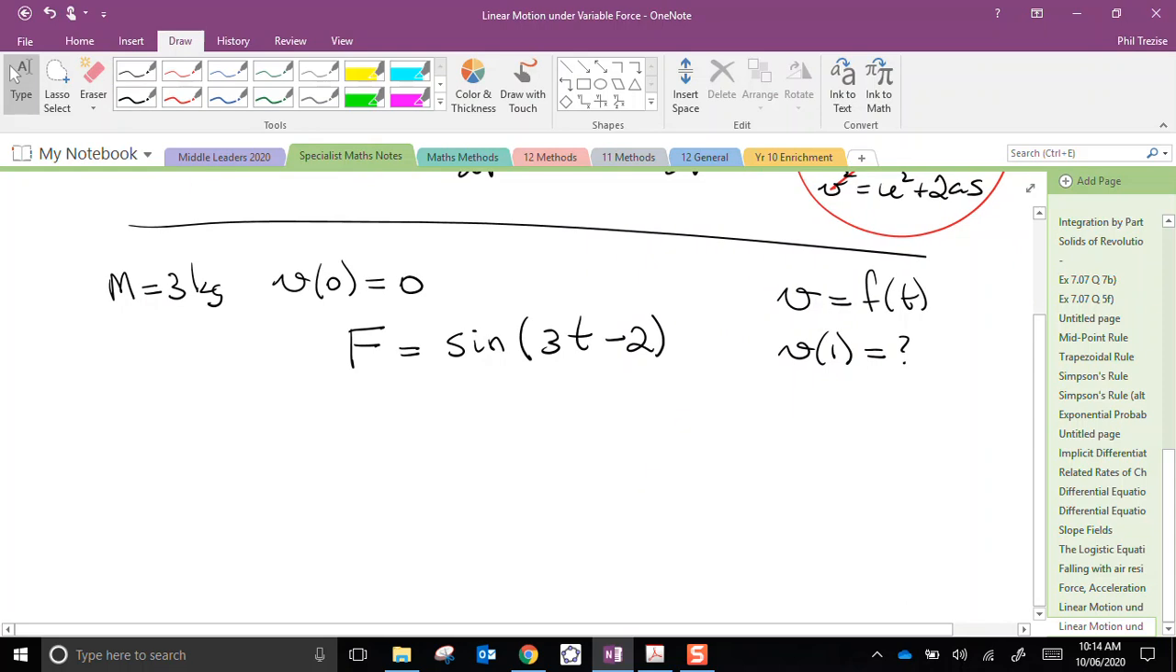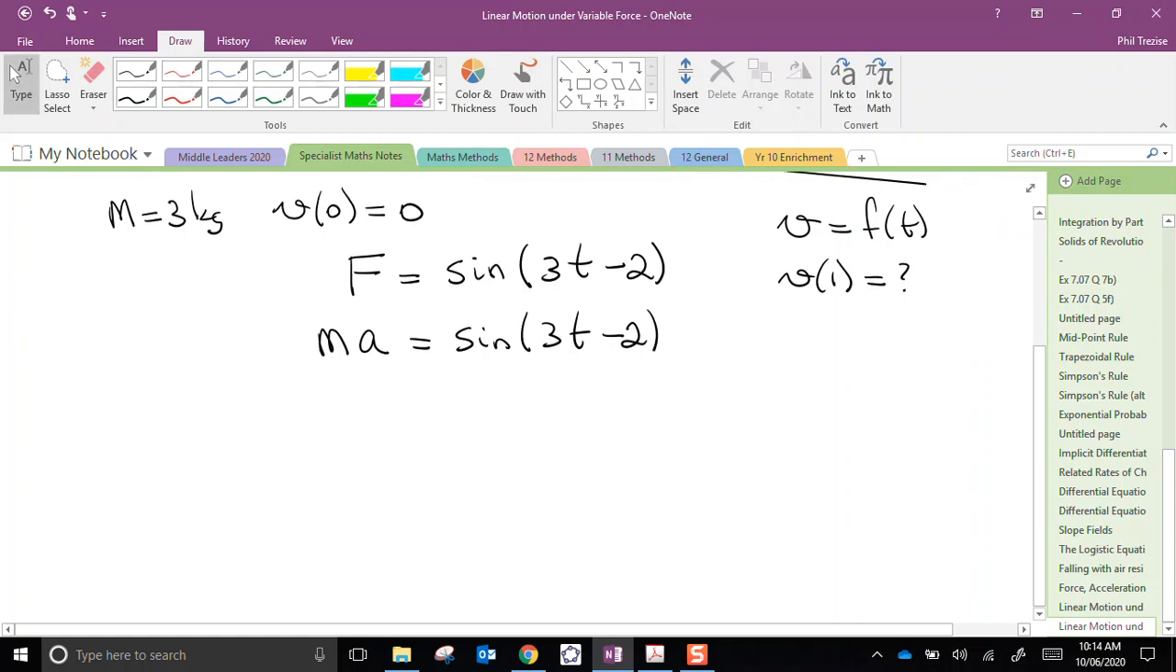Well, I think we'll use Newton's second law to start off by writing mass by acceleration instead of force equals the sine of 3t take 2. We were told that mass was 3, so if I was to divide through by 3, I would have 1/3 by the sine of 3t take 2, and that would have left acceleration. But acceleration as a derivative is dv dt. This is working okay. I have time as a variable to work with, and this has introduced dt. That's good. Let's separate these variables.